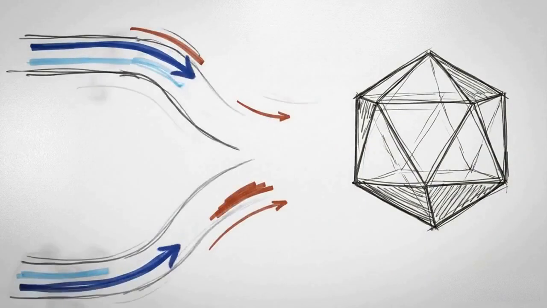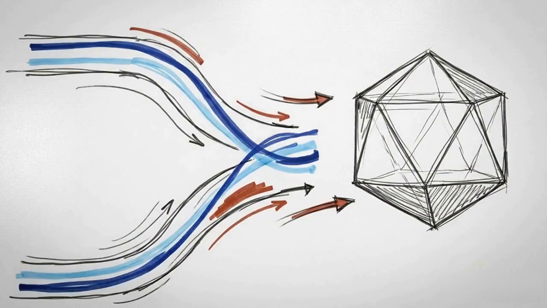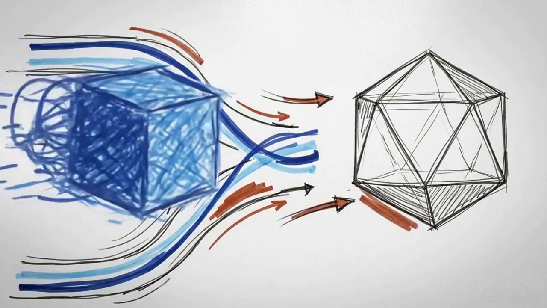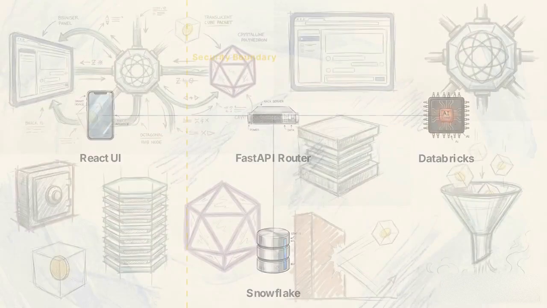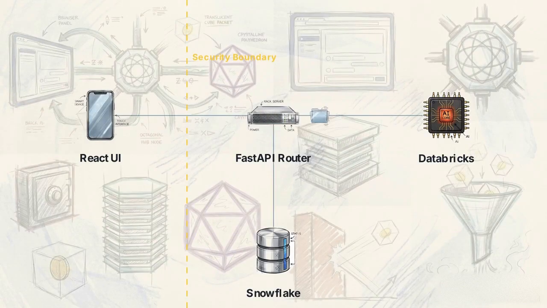FastAPI takes the raw user query and the historical context retrieved from Snowflake and compiles them together to construct a complete, highly specific prompt. This compiled bundle is transmitted out to the Databricks endpoint for processing. Databricks allocates the heavy compute power required by the large language model, generates the text response, and fires the data packet back to the FastAPI router.